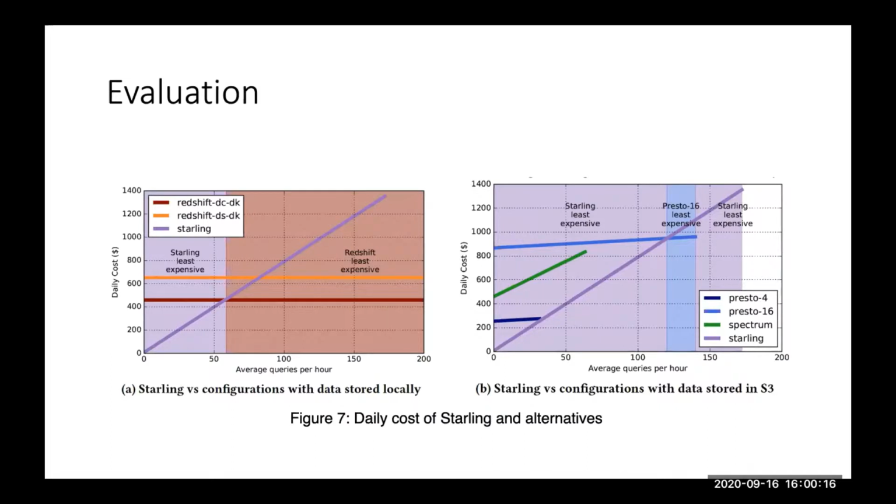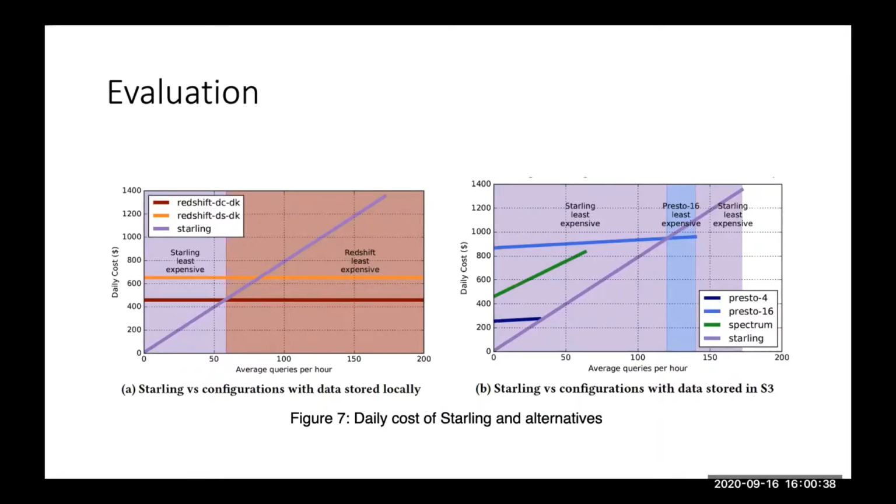So the first figure I have here is the performance or the cost of Starling itself. What they measure is how much it costs to have Starling running for the whole day at a given query rate.